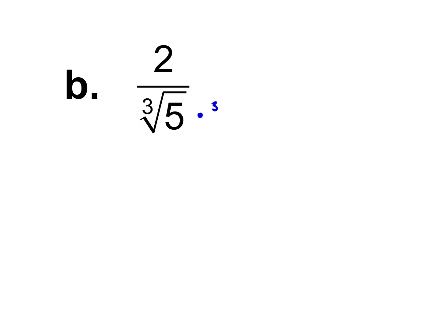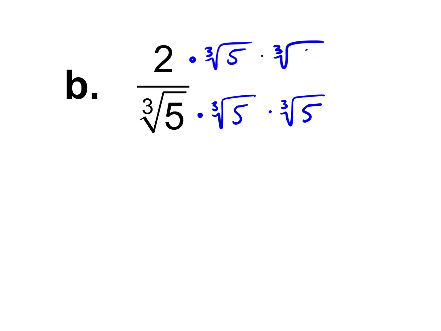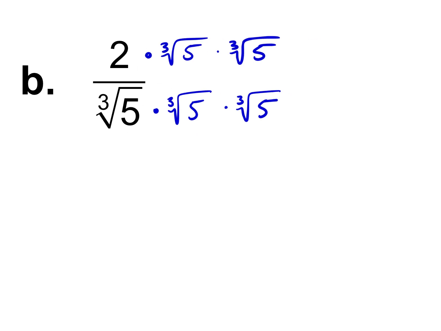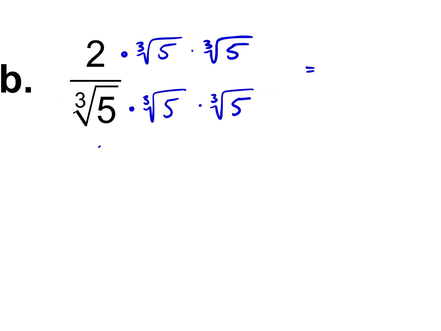So I'm going to multiply by the cubed root of 5 and another cubed root of 5. And whatever I multiply to the bottom, I also have to multiply to the top. So the top's going to get a cubed root of 5 and a cubed root of 5. So then on the bottom, we can combine these together.